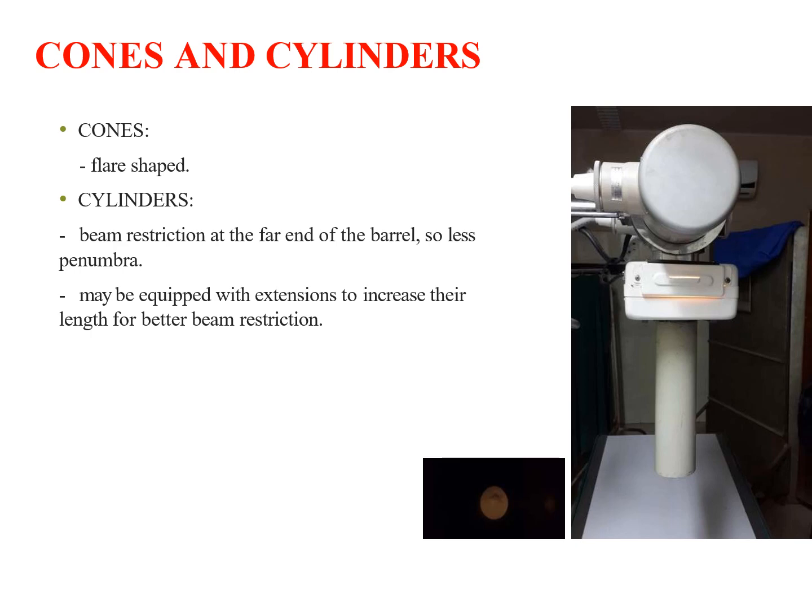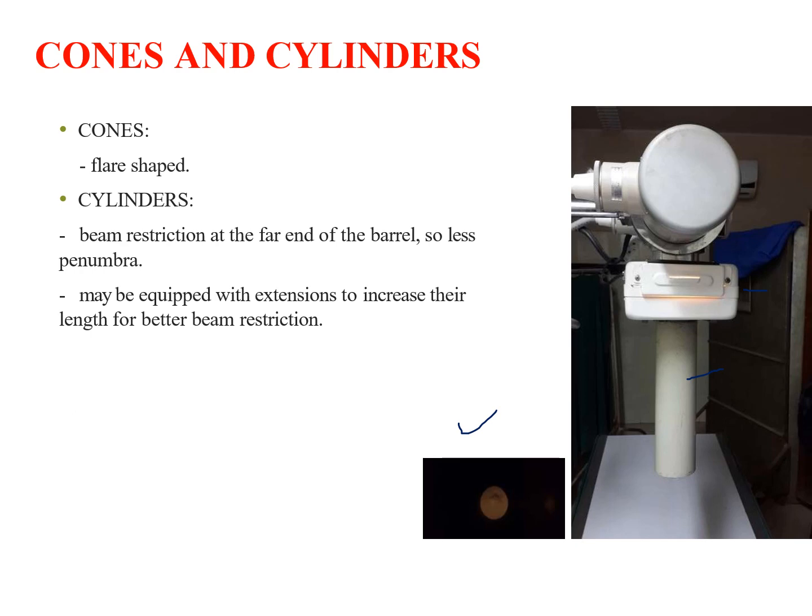Third one is about the cones and cylinder. Generally, what do you mean by cones? See here, a circular metal tube. This is about a cylinder one. See here, cone, how it will be produced.